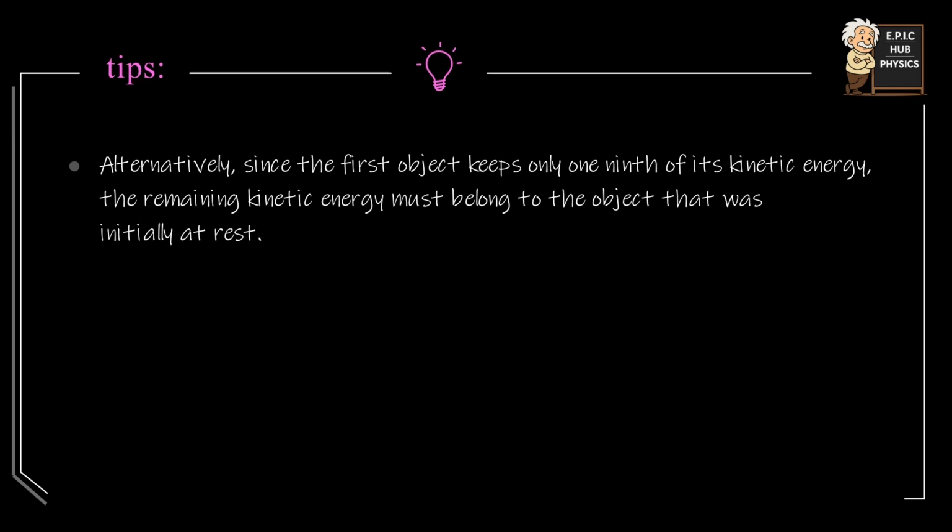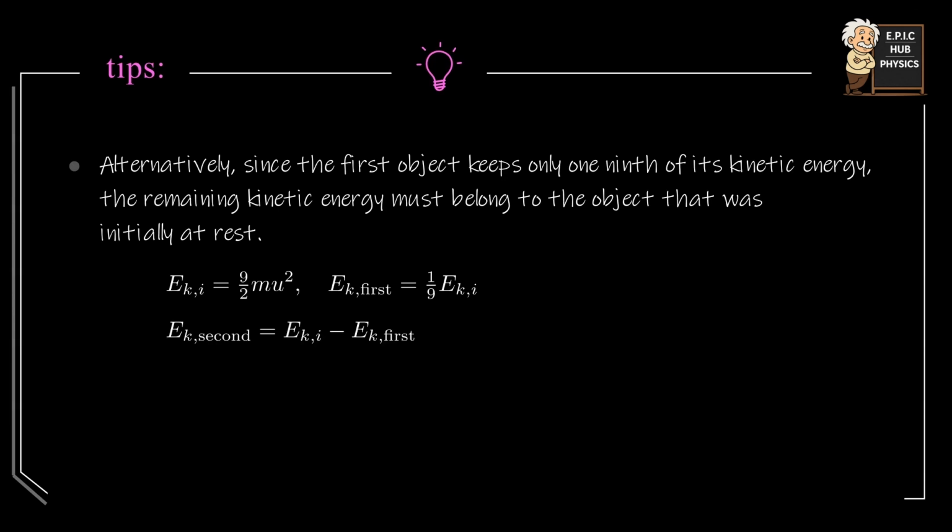Here is an alternative way to approach the problem. Since the first object keeps only 1/9 of its kinetic energy, the remaining kinetic energy must belong to the object that was initially at rest. This is because, since the collision was elastic and no kinetic energy was lost, all the total initial kinetic energy must have been shared only between the objects. As we determined, the total initial kinetic energy, all of which is from the body of mass m, is 9/2 mu². Also, after collision, this object keeps 1/9 of this total initial kinetic energy.